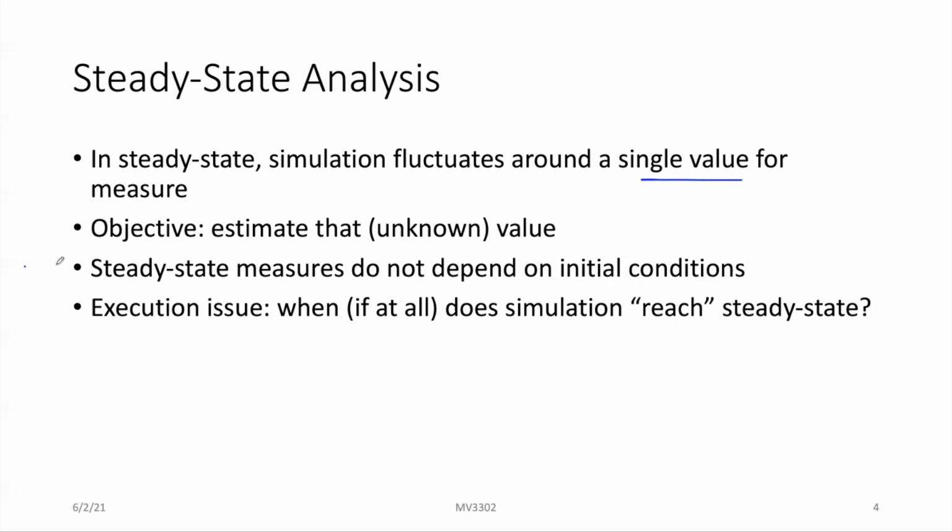A key difference between steady state and terminating is that the steady state measures do not depend on the initial conditions. The terminating ones do, the steady state ones do not. And so one of the issues that we have to first deal with is, well, does it reach steady state? When, if at all, does it reach steady state? Now, steady state is really an asymptotic thing, so in a sense it literally doesn't necessarily ever reach it. It gets close enough for all of our purposes, really.